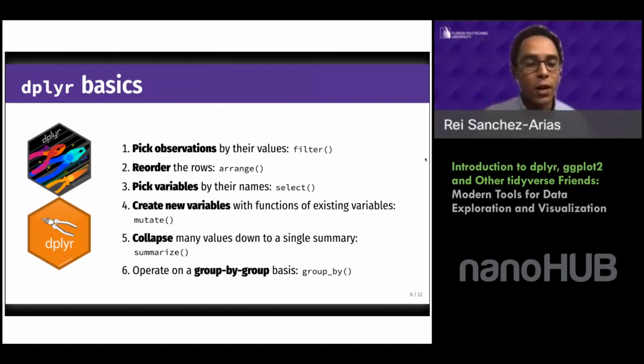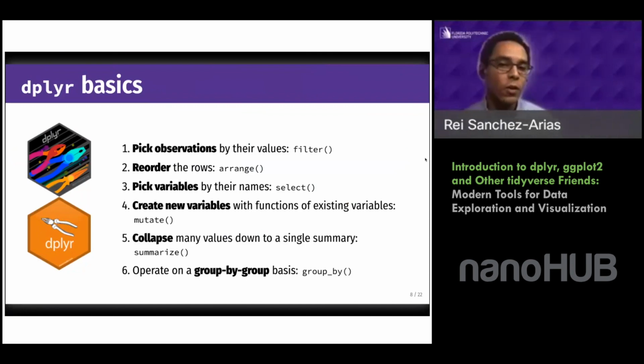Yeah, so here's the dplyr basics. As I mentioned, the orange logo, that's the old one. The one on the top is the new one, from last year. So these are the dplyr basics. I may want to pick observations by their values or conditions. For that, I'm going to use a function called filter. I may want to reorder the rows, and for that, I will use a function called arrange.